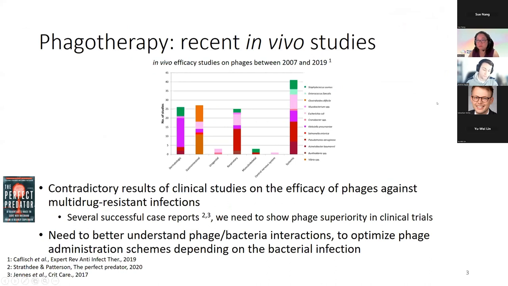There are now a lot of recent in vivo studies on phages, but we still sometimes have contradictory results in clinical studies. We have a lot of successful case reports, but, to my knowledge, we don't have a clear clinical trial showing phage superiority in humans. So we need a better understanding of phage therapy and of bacteriophages overall, and especially to understand a little more the impact of the phage administration scheme depending on the bacterial infection.